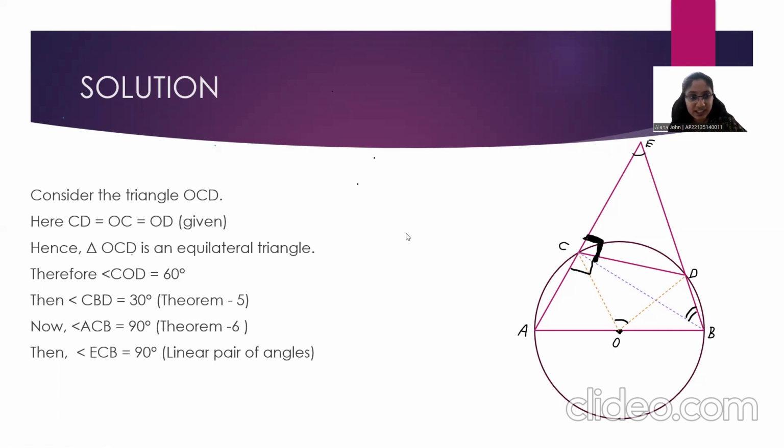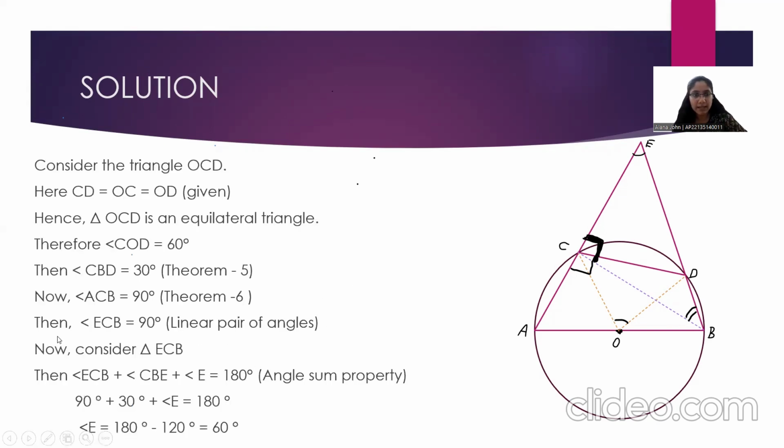In this triangle, consider the triangle ECB. Here, two angles are known. Then the third angle to find, we can simply apply the angle sum property, right? Then, by angle sum property, angle ECB plus angle CBE plus angle E equal to 180 degrees.